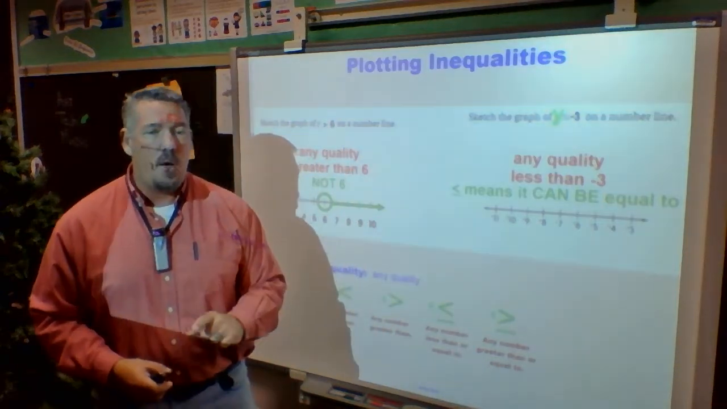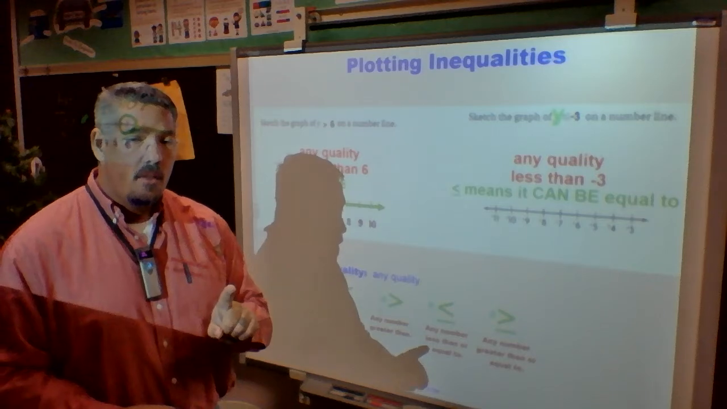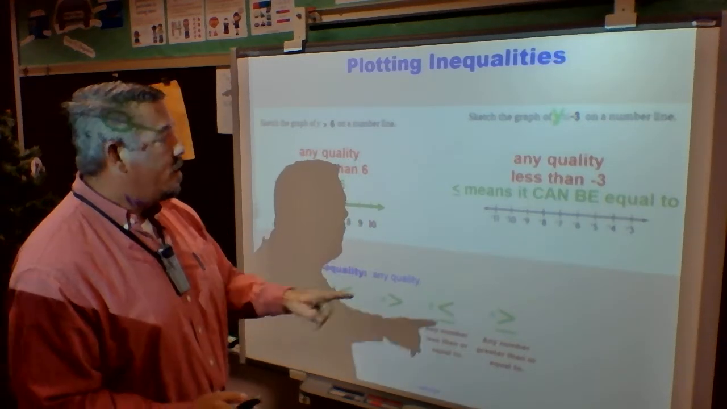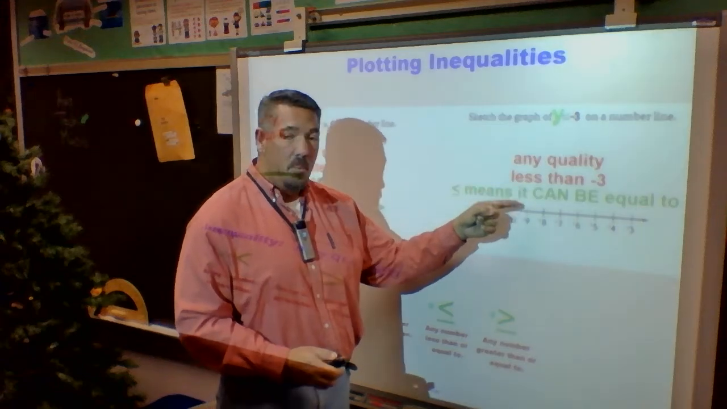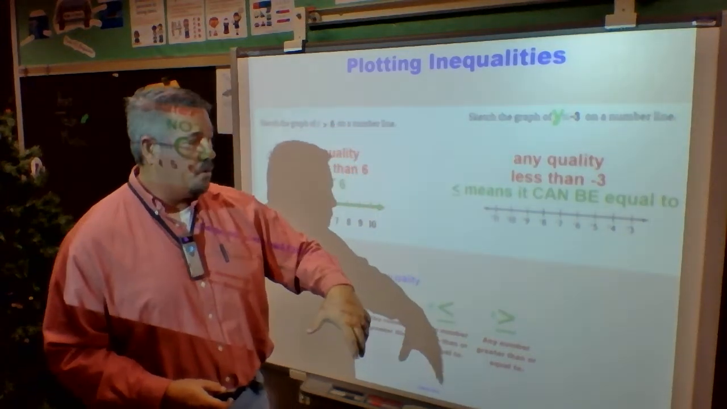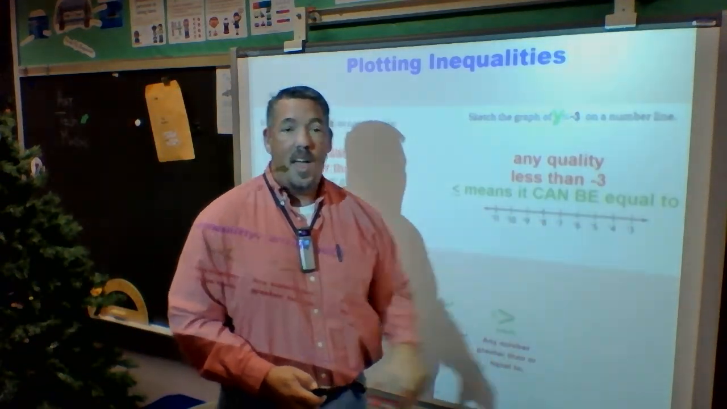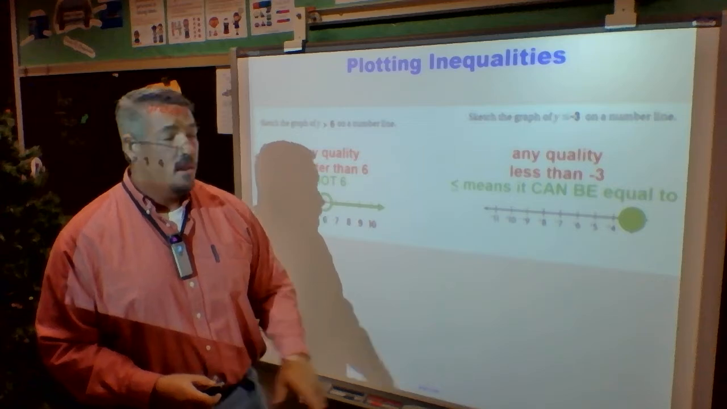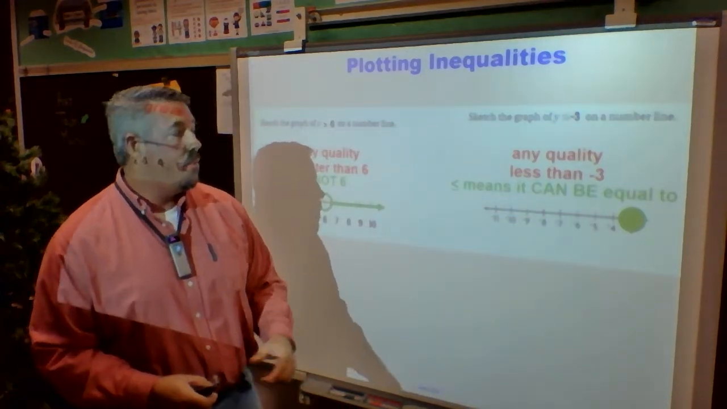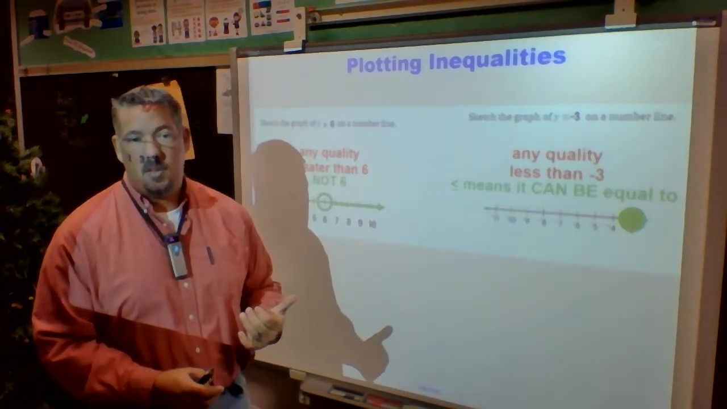So remember what I said about the two circles. I can have a circle that is not filled in, or I could have a circle that is closed. In this case, when it says that it can be equal to, I go to what it says it can be equal to. It can be equal to -3. I circle it, and then I fill it in. That's where my solid circle comes into play. And then my arrow, once again, tells me all the rest of the information.